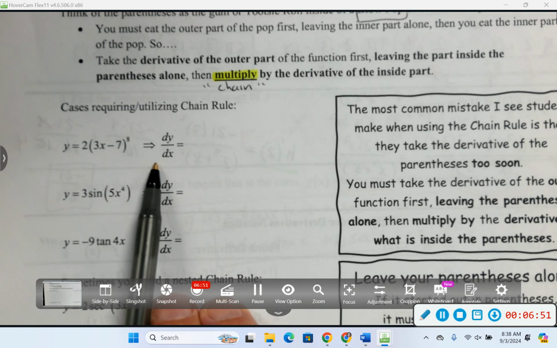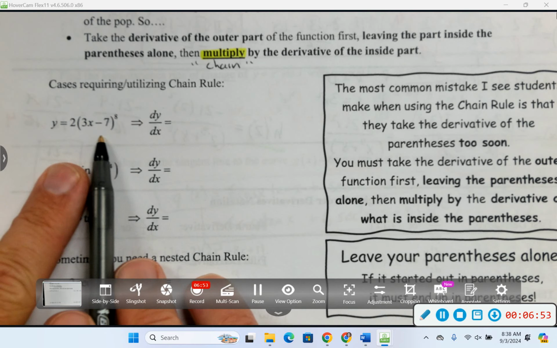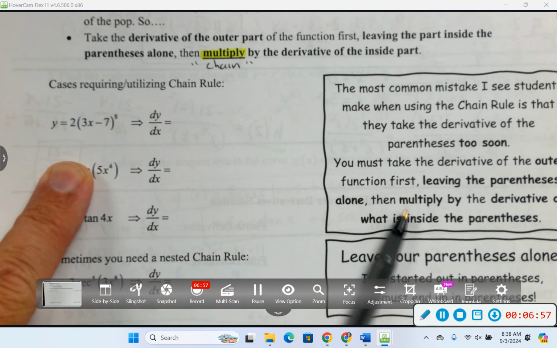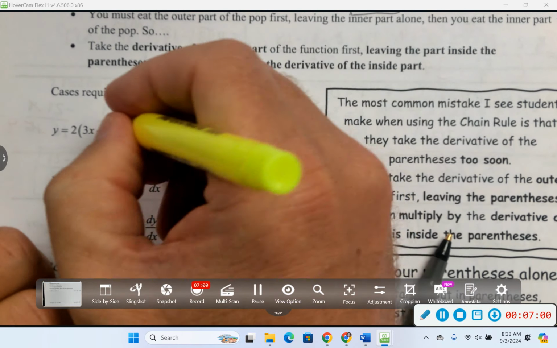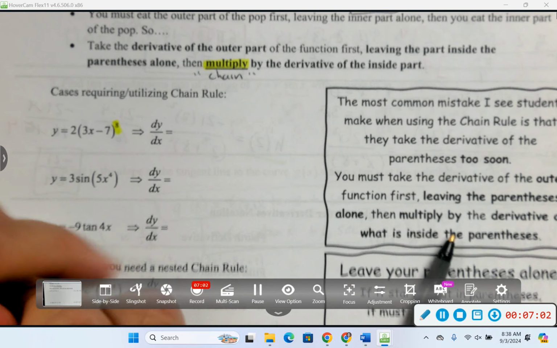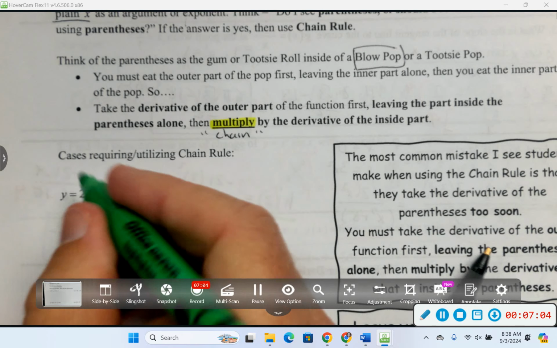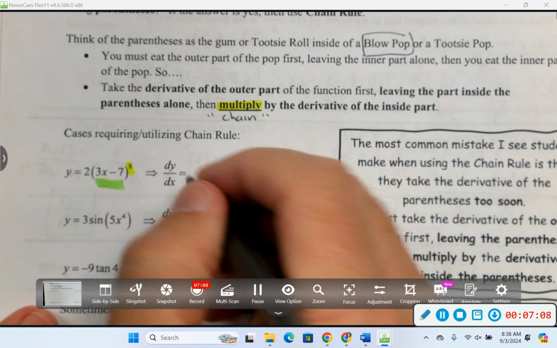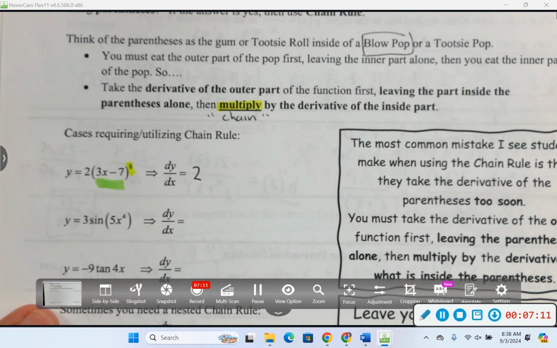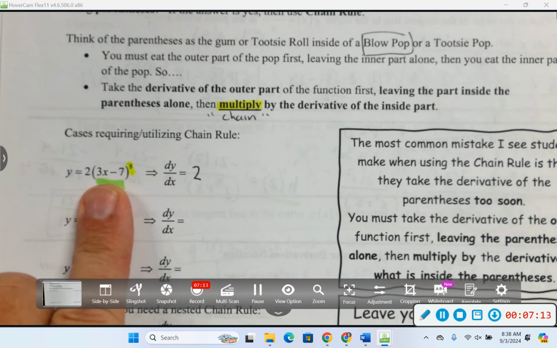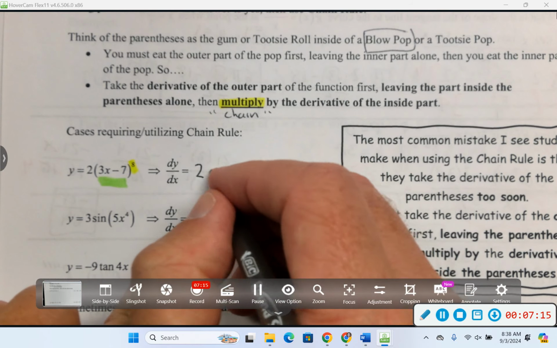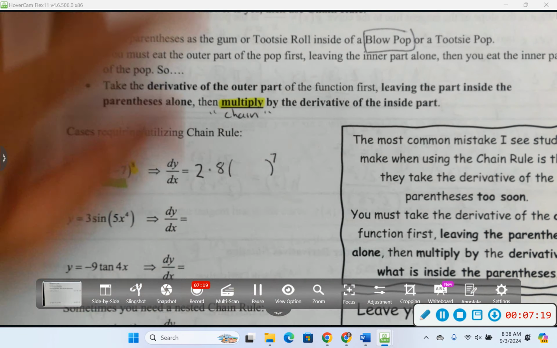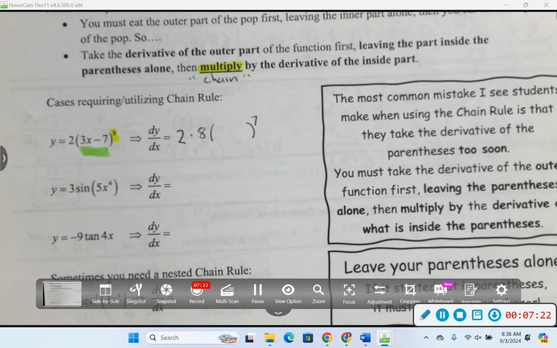So let's do some. 2 times (3x minus 7) to the 8. Okay, so I see an 8. We'll have to do the power rule. But I also see 3x minus 7, so I'll have to account for that. The 2 is a constant, so it's just going along for a ride. Well, the outermost function is that thing to the 8. So let's bring the 8 down and decrease the power to a 7.